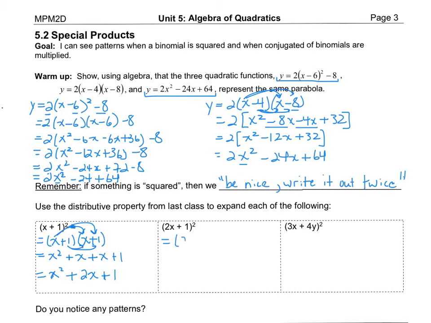Okay, be nice, write this out twice. We've got 2x plus 1 times 2x plus 1.